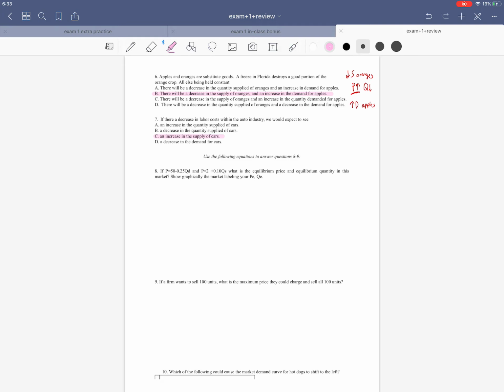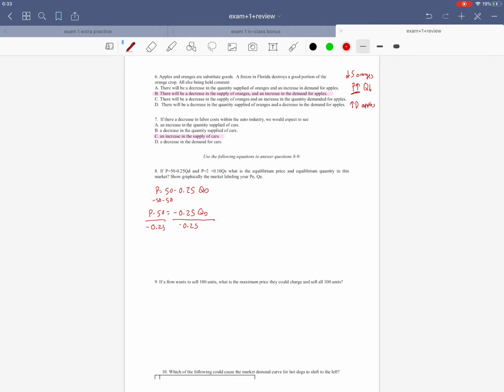So in order to find our equilibrium price and quantity, we have to first rearrange these equations to get our demand equation and our supply equation from these inverse demand and supply equations. So P is equal to 50 minus 0.25 QD. First, I want to subtract 50 from both sides, so I have P minus 50 is equal to negative 0.25 QD. Divide both sides by negative 0.25.